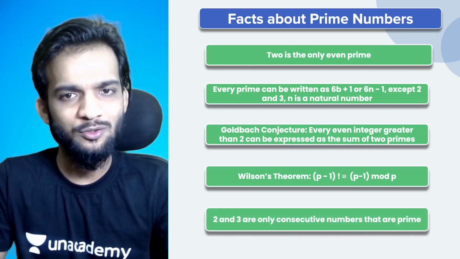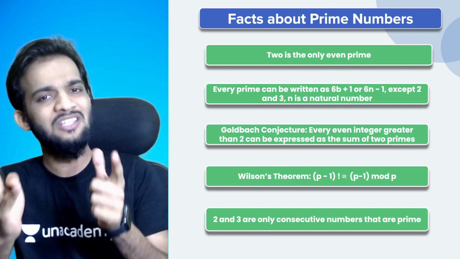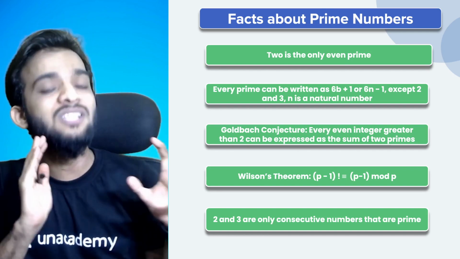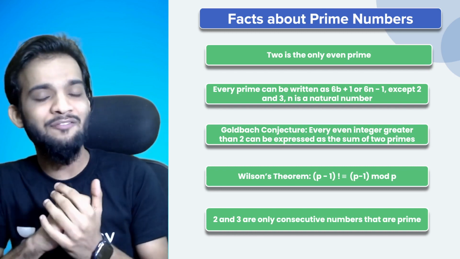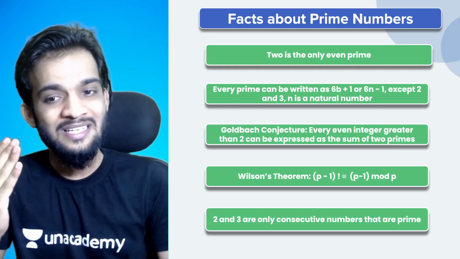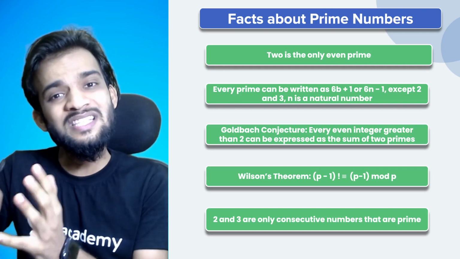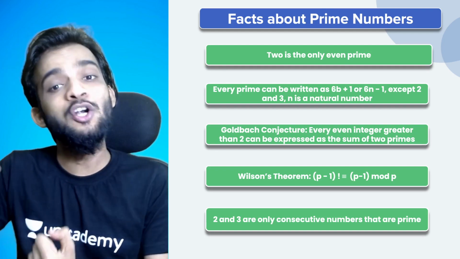You'll be like, yes, we know that. Okay, fine. So just consider that one of the facts, that 2 is the only even prime number that exists. Now the second fact I'm very much sure that you don't know. Every prime can be written as 6n plus 1, where n can be any natural number, or 6n minus 1, except 2 and 3.